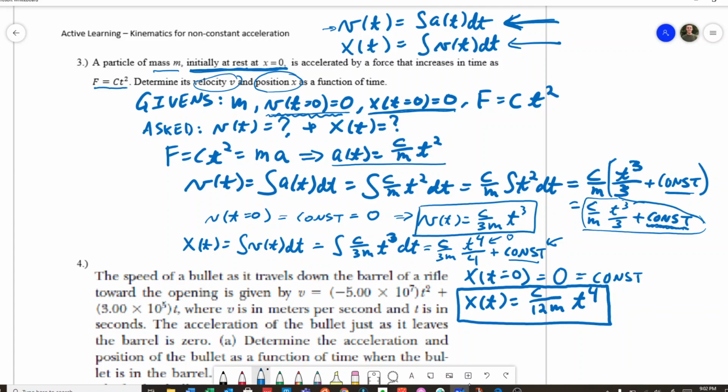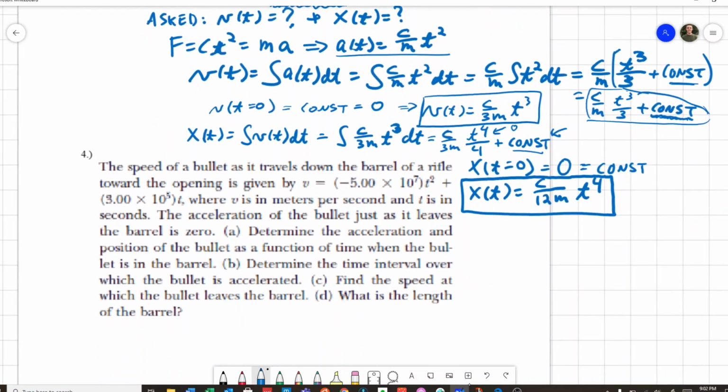So I found the two things that I was asked to find, velocity and position as a function of time, under this given force law. Okay, let's go on to the next problem.